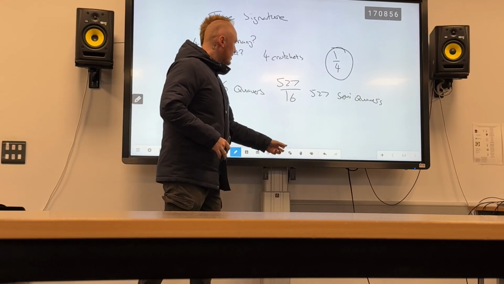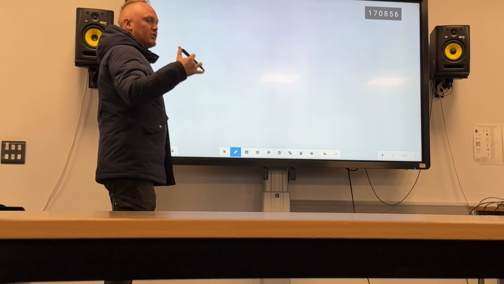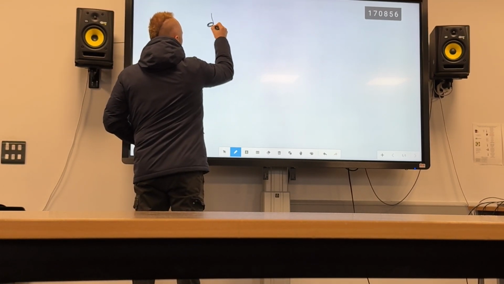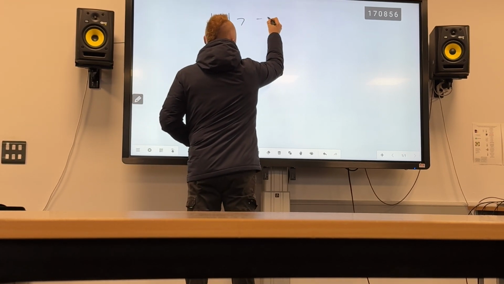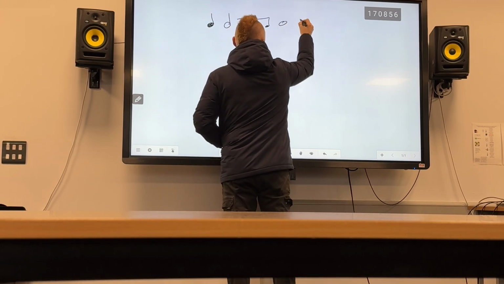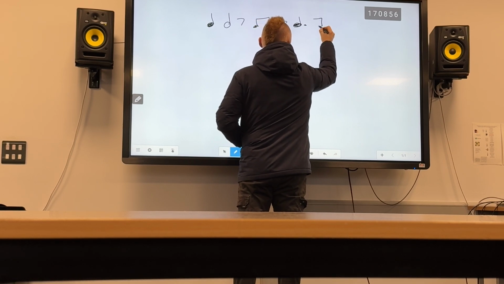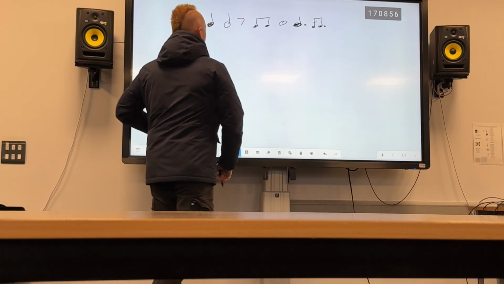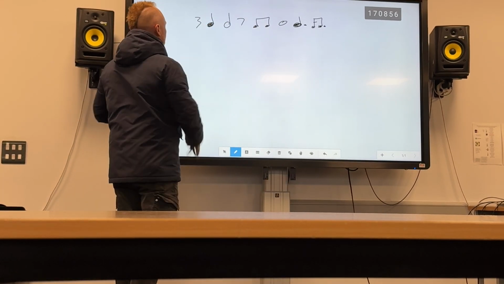Okay. Now, if we have different rhythms, we need to make sure that we can add them up. So what I'm going to do is quickly come up with a wee rhythmic sequence. I'm just going to make something up, and I'm going to add it together, just to show that we can add rhythm together. Okay, so let's just see what this adds up to. We'll put another rest in, just for the sake of it.